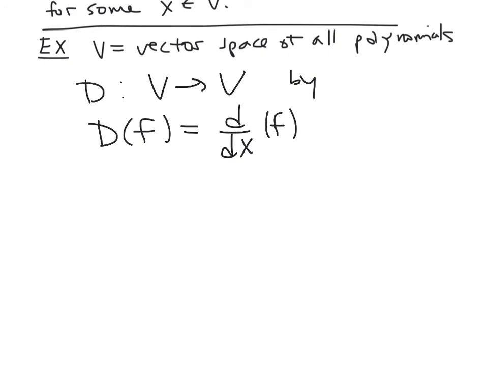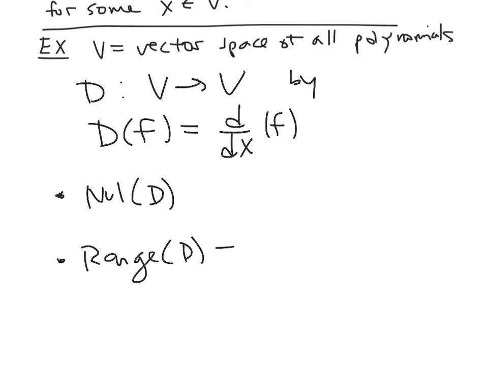Okay, so what I want you to do is find out what's the null space of this linear transformation and what's the range. So I want you to pause the video and think about what's the null space of differentiation. That is, what are the things that I differentiate and get 0? And also, what's the range? What are all the possible derivatives of polynomials I get? So pause the video, make a guess, and then we'll go over the answer.